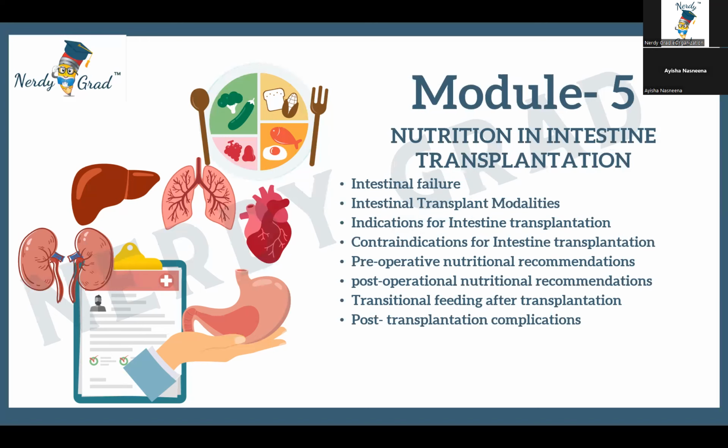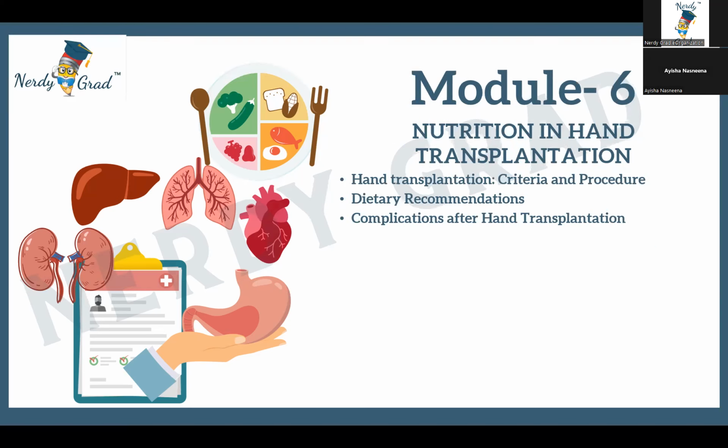Then is module 5. Module 5 is nutrition in intestine transplantation, that is intestinal failure, intestinal transplant modalities, indications for intestine transplantation, contraindications for intestine transplantation, preoperative nutritional recommendations, postoperative nutritional recommendations, and the transitional feeding after transplantation and post-transplantation complications. Next is nutrition in hand transplantation, that is module 6. So the topics are hand transplantation, the criteria and procedure, then the dietary recommendations after hand transplantation, and what are the complications that we face after hand transplantation.